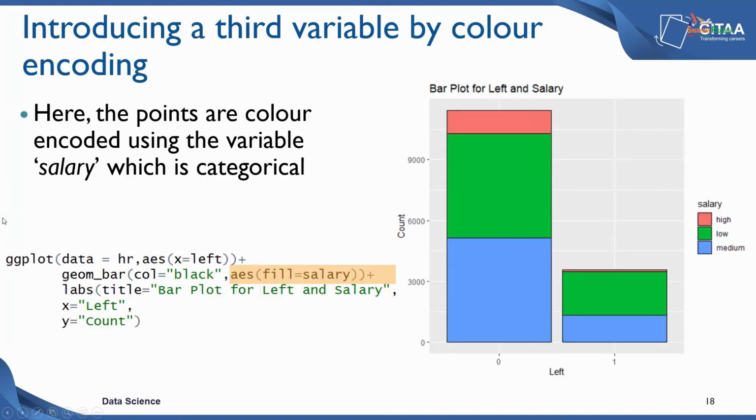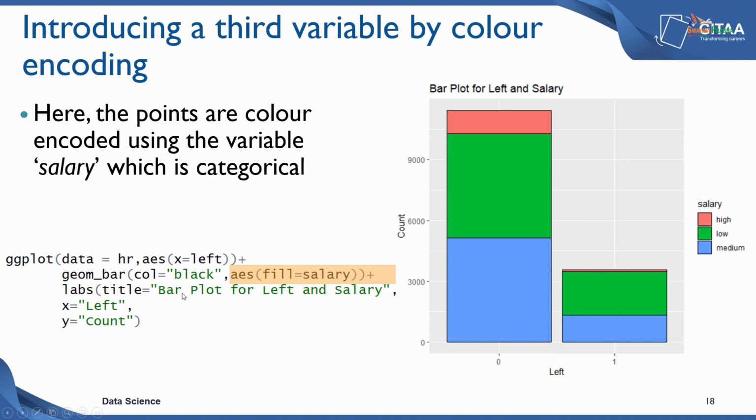So let's understand how to introduce a third variable by color encoding. The idea is to add a third layer as a variable and see how it impacts the output of the existing command. So we are going to introduce a third variable called salary, which is categorical. Salary has three categories: high, low and medium. So let's understand what parameters we have to change in the existing geom_bar command. We are going to give the fill parameter under the aesthetic function. Under the aesthetic function, you need to mention fill is equal to the name of the variable. I'm going to fill these colors based on the categories in salary.